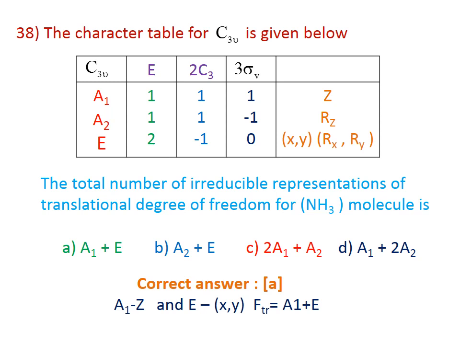The total irreducible representation of the translational degrees of freedom for the ammonia molecule is A1 plus E. The correct answer is A.